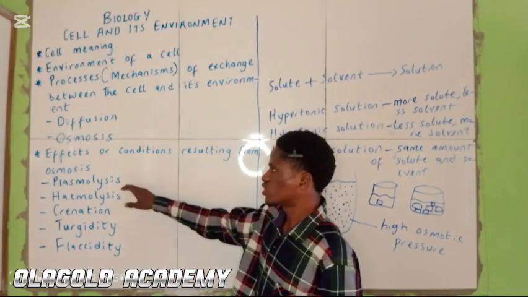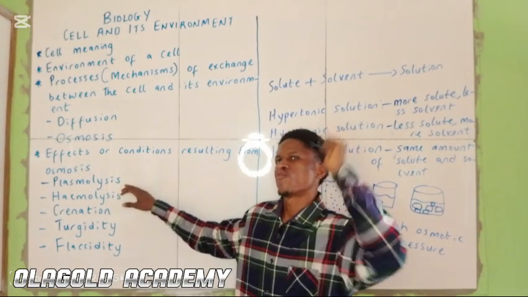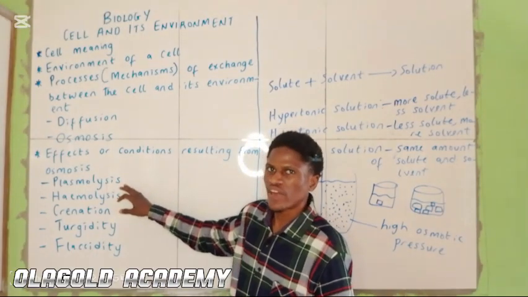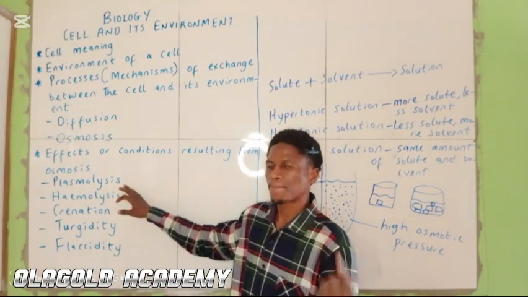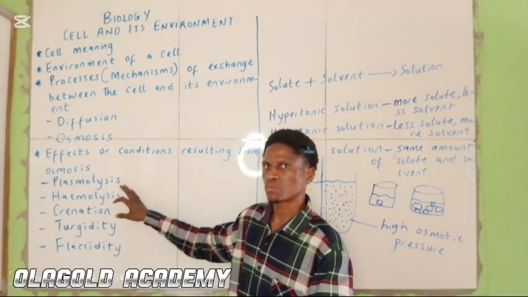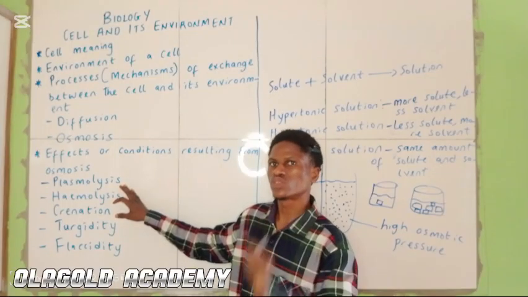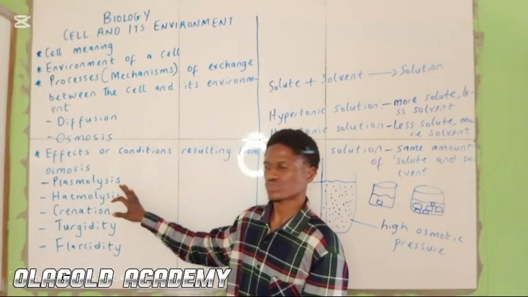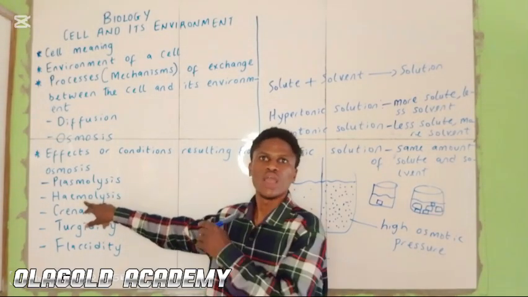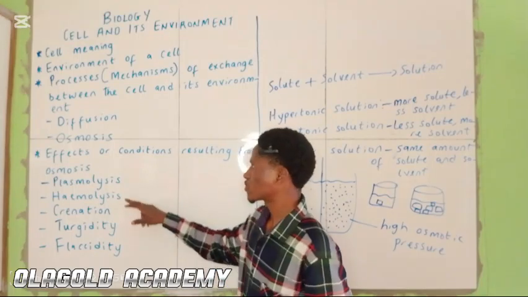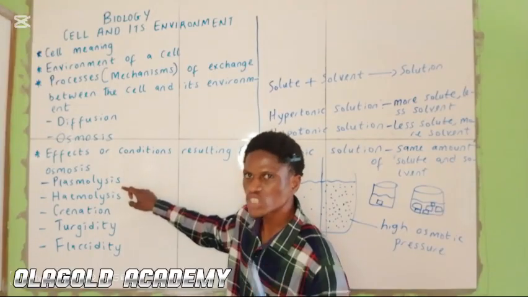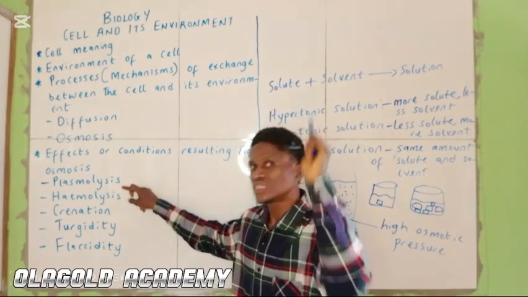So that is plasmolysis. It is when water molecules move from the plant cell to the outside environment when placed in a hypertonic solution. It tends to release water to the hypertonic solution because the hypertonic solution contains fewer water molecules. Alright, the next one we have is haemolysis. Now, let me say this before I go to haemolysis. Take note, plasmolysis occurs only in plant cells.